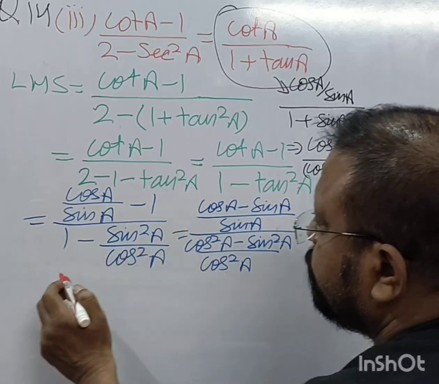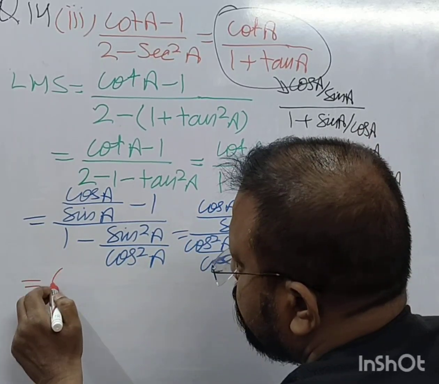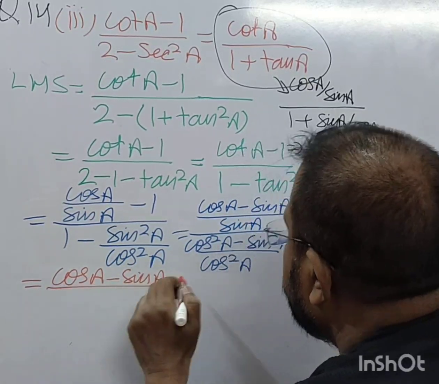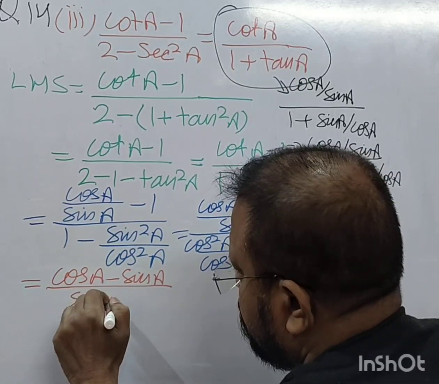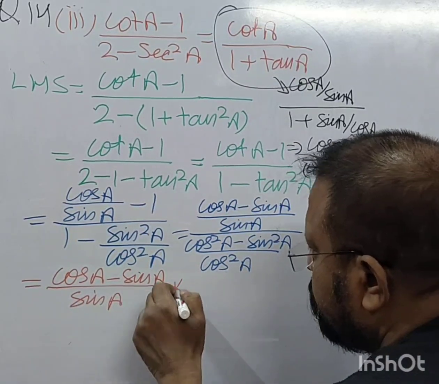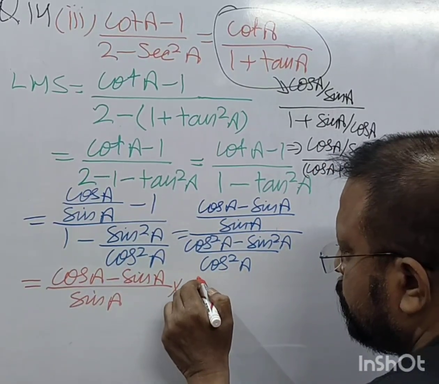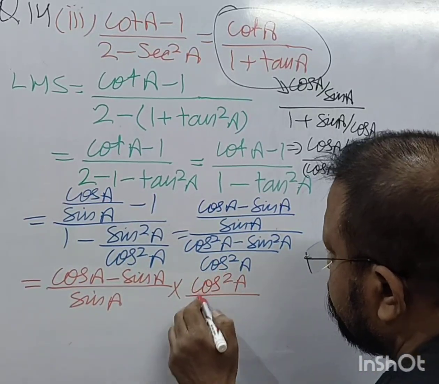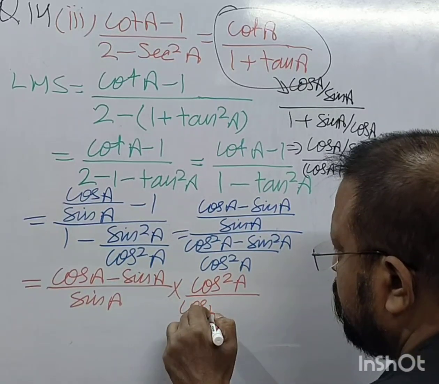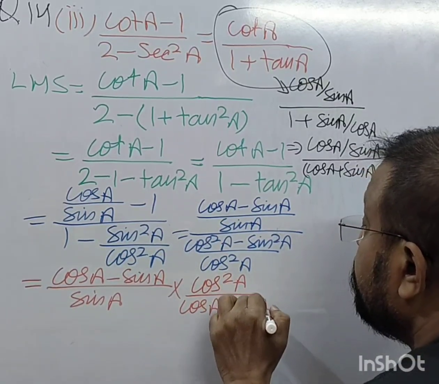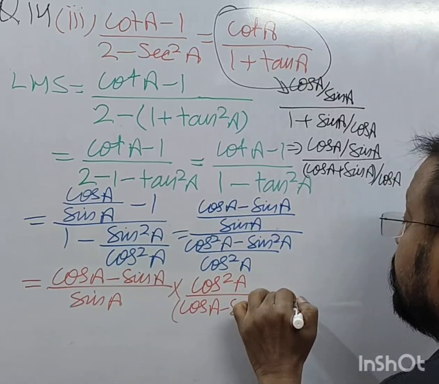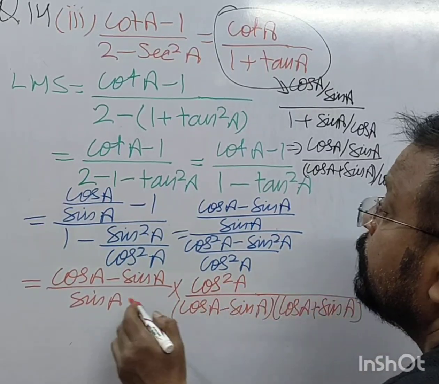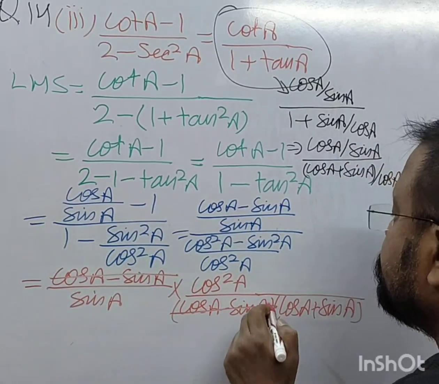So here will be cos A minus sin A upon sin A into, this goes up, so cos square A upon cos A minus sin A bracket cos A plus sin A, right? So this cos A minus sin A and cos A minus sin A are cancelled out.